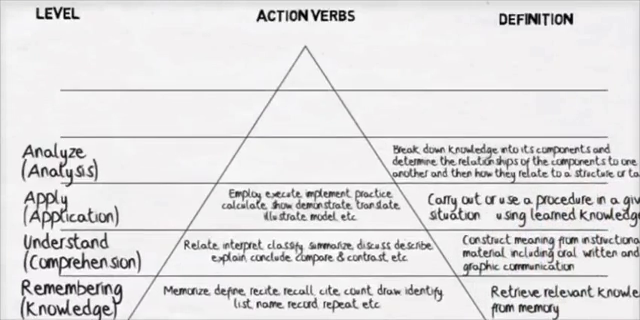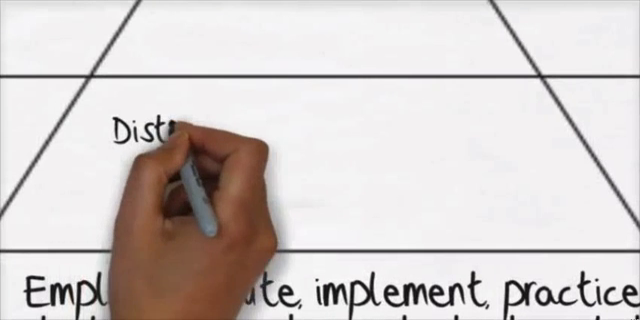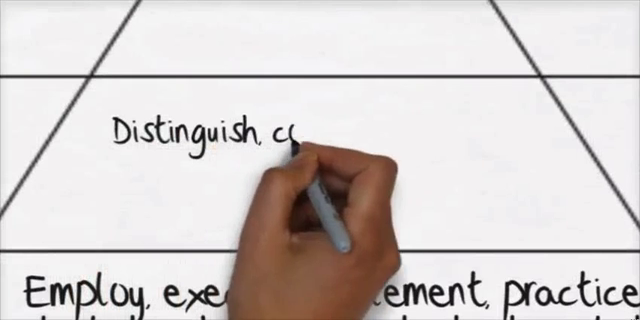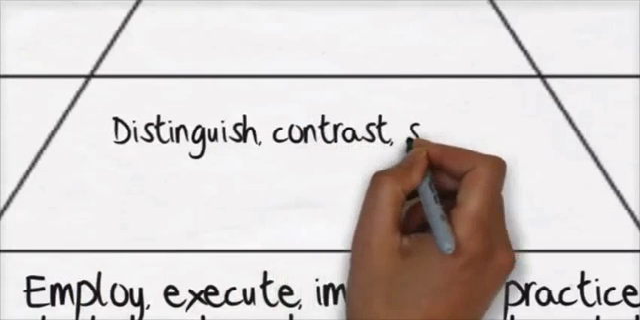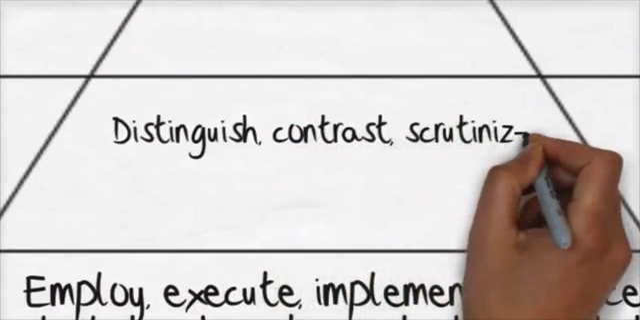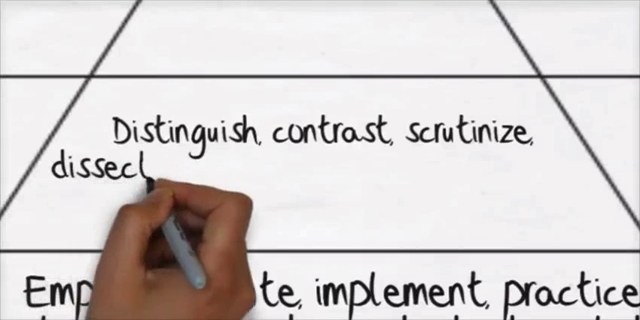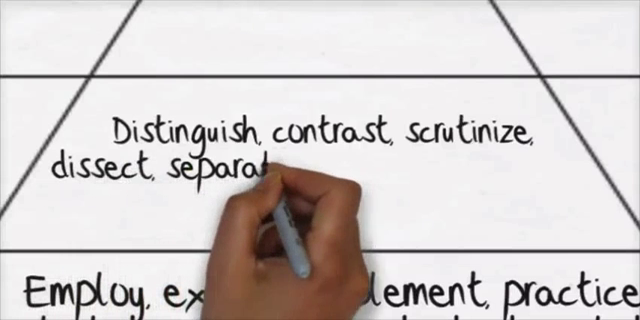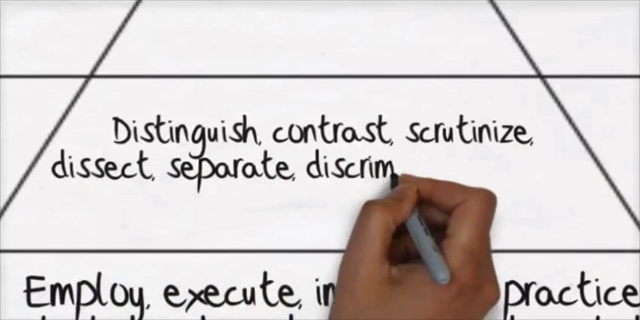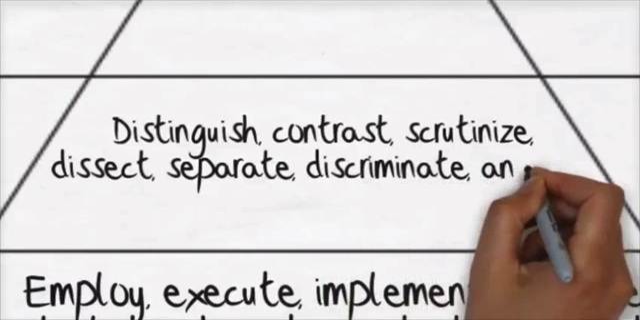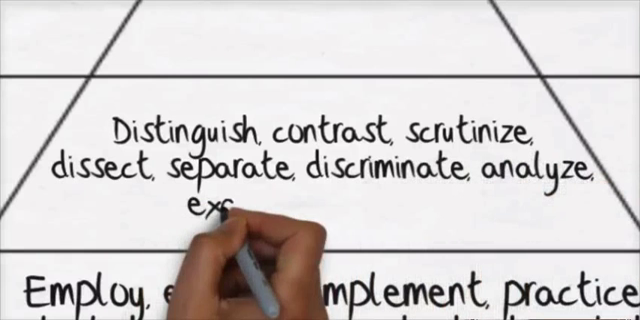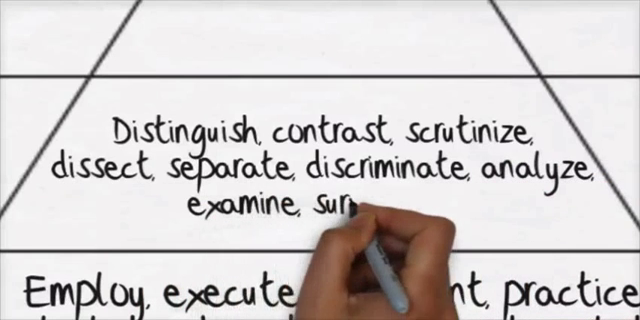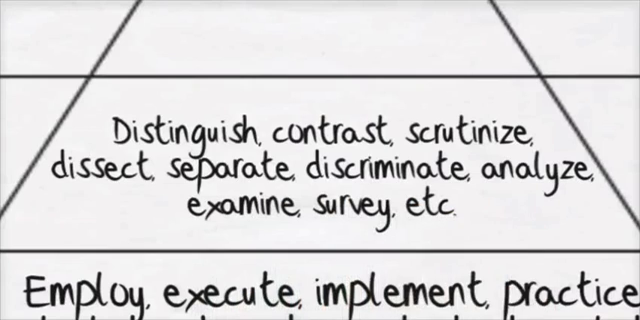And the action verbs you'll find here get into things like distinguish, contrast. We may ask them to scrutinize or even dissect, but they're able to somehow discriminate and analyze these component parts, and being able to explain or to determine the relationships between them.